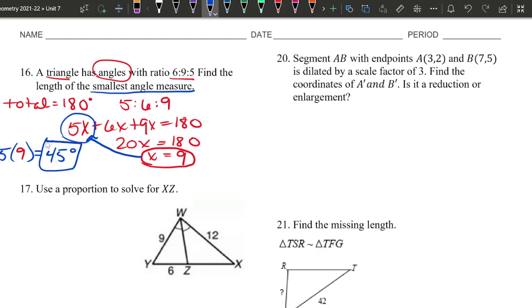So this kind of problem is either going to be angles of a triangle or perimeter of something. So number 15, the last one was a perimeter, and then there's the angles of a triangle.